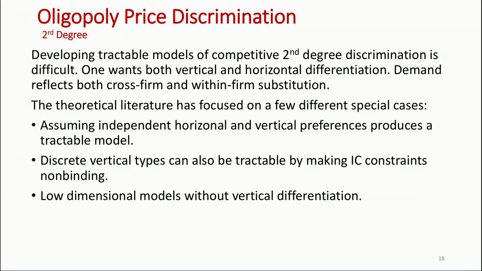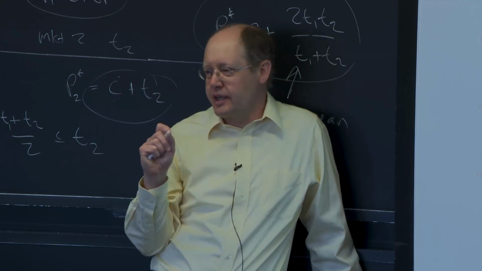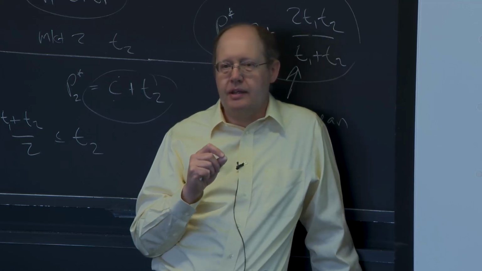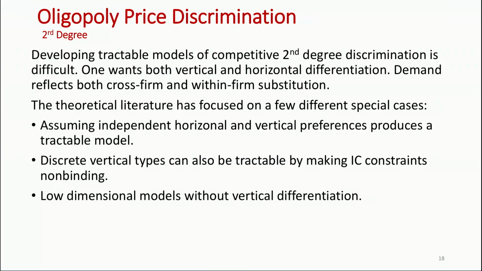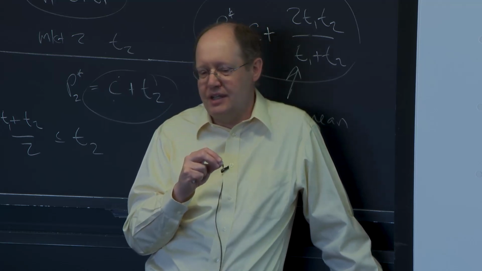One thing it's done is to assume independent horizontal and vertical preferences, and there's this observation that if you make horizontal and vertical preferences independent, you get a surprisingly tractable model that you can do even with a continuum of types. The other thing that people do is have discrete vertical types, and when you have discrete vertical types, you can sometimes make the within-firm IC constraints non-binding and reduce the number of constraints you have to solve for. And then a third approach you sometimes see people do is actually just eliminate the vertical differentiation entirely and talk about second-degree discrimination in a model that doesn't have vertical differentiation.